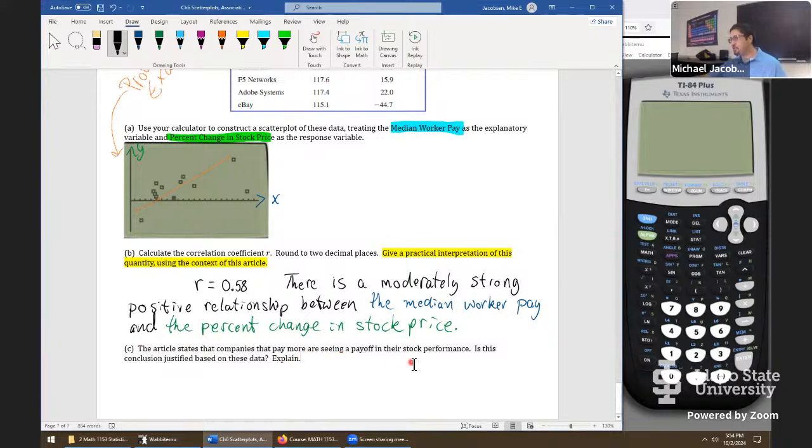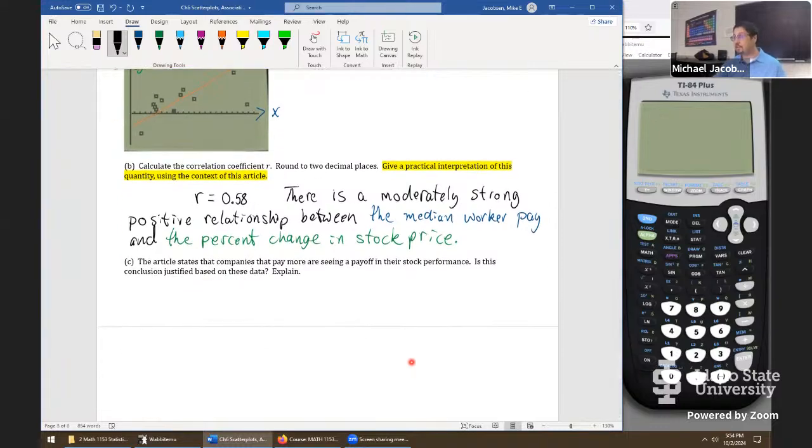The article states that companies that pay more are seeing a payoff in their stock performance. That's actually a dangerous thing to say. And the reason for this was, since the 13 companies is not a random sample, we have a pretty big problem. It's definitely not a random sample because they said it's the 13 highest paying companies. So they just literally took the top 13 maximum companies for median worker pay and went with that. It doesn't represent every company in America, for example, unless they had specifically a random sample.